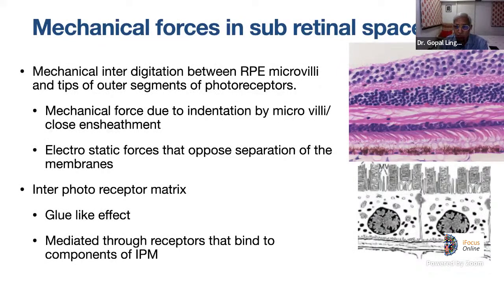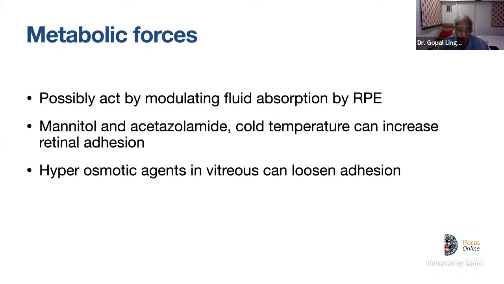There are also mechanical forces which try to keep the retina in place in the subretinal space. The interdigitation between retinal pigment epithelial microvilli and the tips of the outer segment photoreceptors is caused both by the mechanical force due to the indentation caused by the microvilli and the close ensheathment between the villi and the photoreceptors, also by the electrostatic forces that oppose the separation of these membranes. The interphotoreceptor matrix also has a glue-like effect that tries to keep the retina attached to the retinal pigment epithelium.